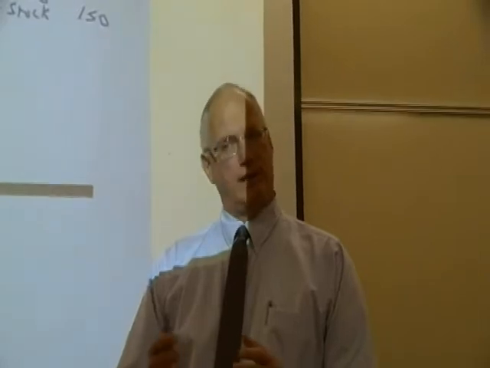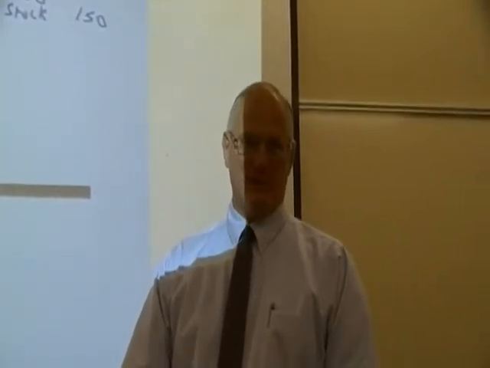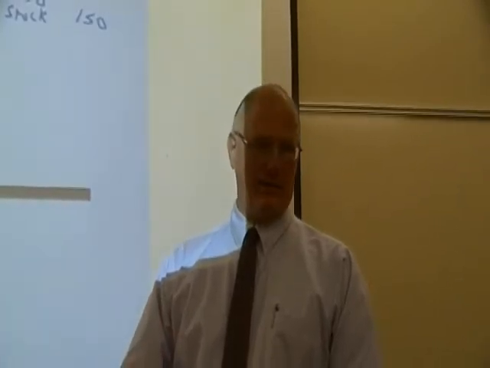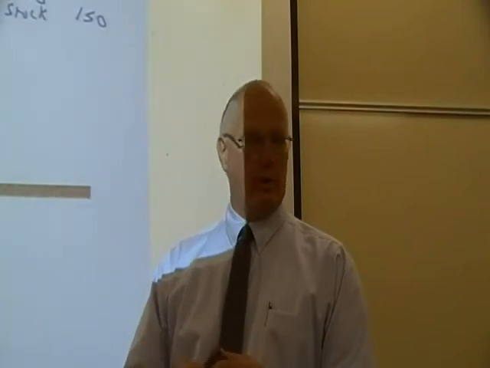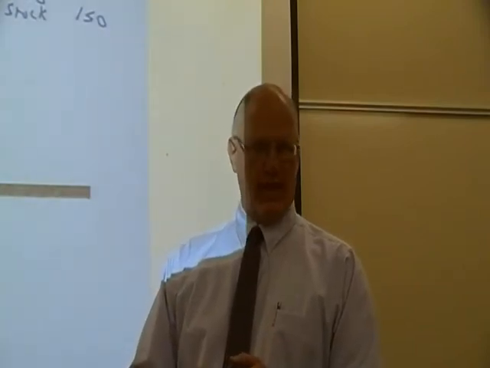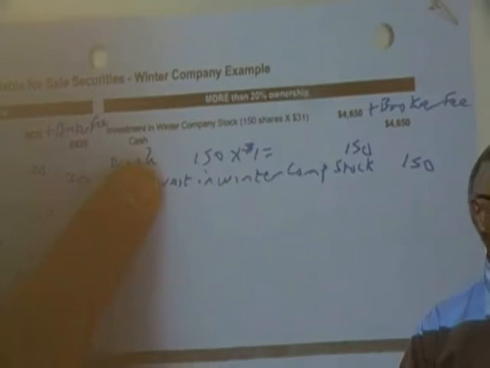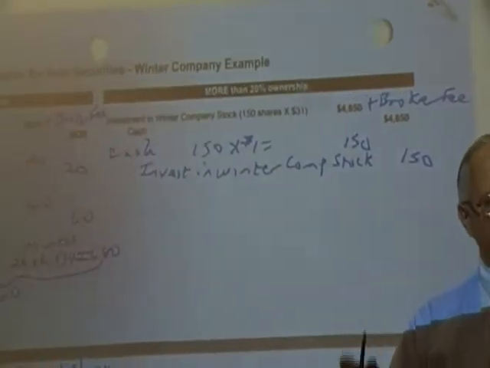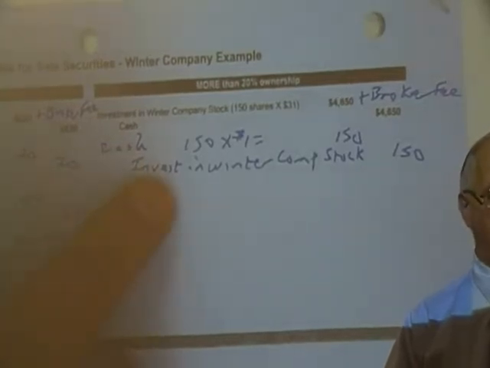Who declares the dividends for winter company? Well, that's their board of directors. Who elects the board of directors? The stockholders. Who's the biggest stockholder? We are. So in effect, we have told the board of directors who we elected that we want a dividend. You didn't earn that. You just told them to give you your money back. So when we bought the stock, we said the investment went up and my cash went down. When I tell the board I want my money back, we get the cash back and we reduce the investment.